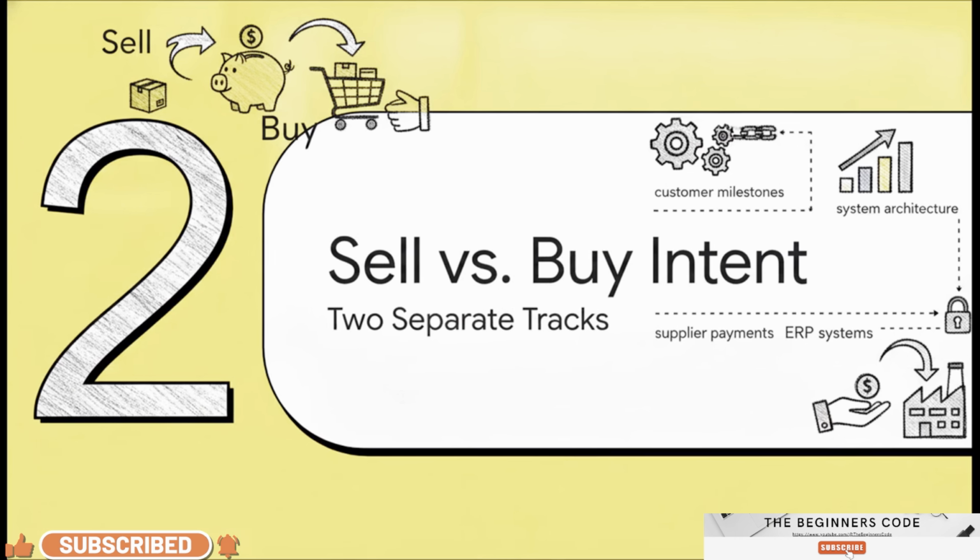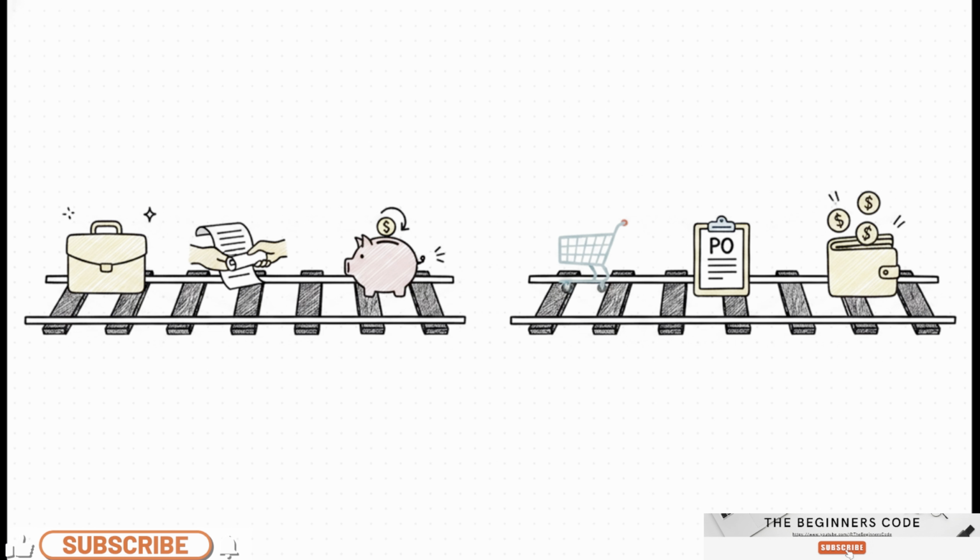Moving on to Part 2. Sell intent versus buy intent. The crucial thing to understand here is that customer billing and supplier payment act as two completely separate railway tracks that just don't naturally intersect. Picture it. On the left side, you have your sell intent. This is your customer contract, the outward-facing billing events, generating invoices, and your accounts receivable department chasing down revenue.